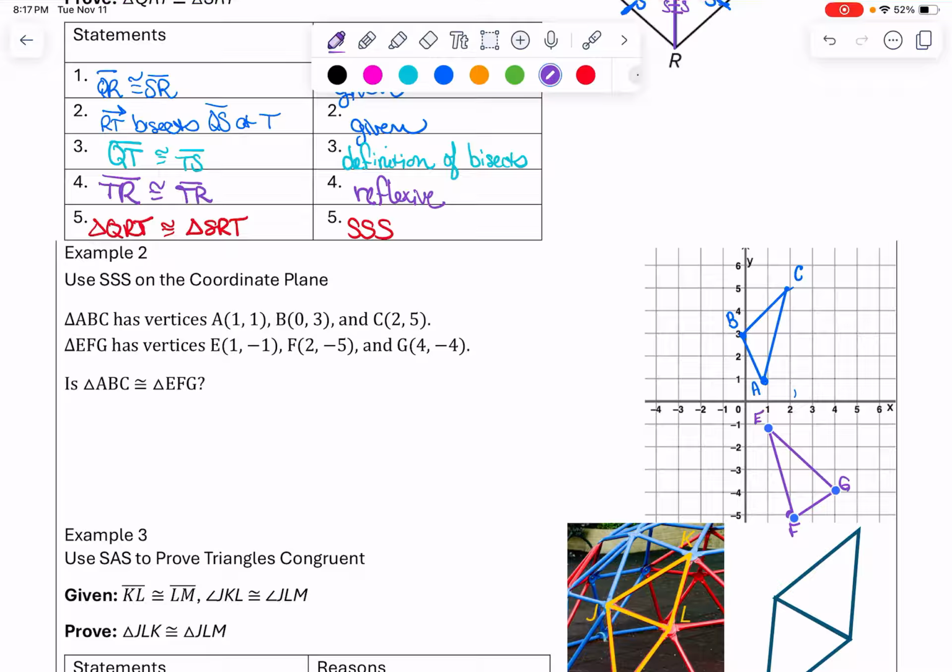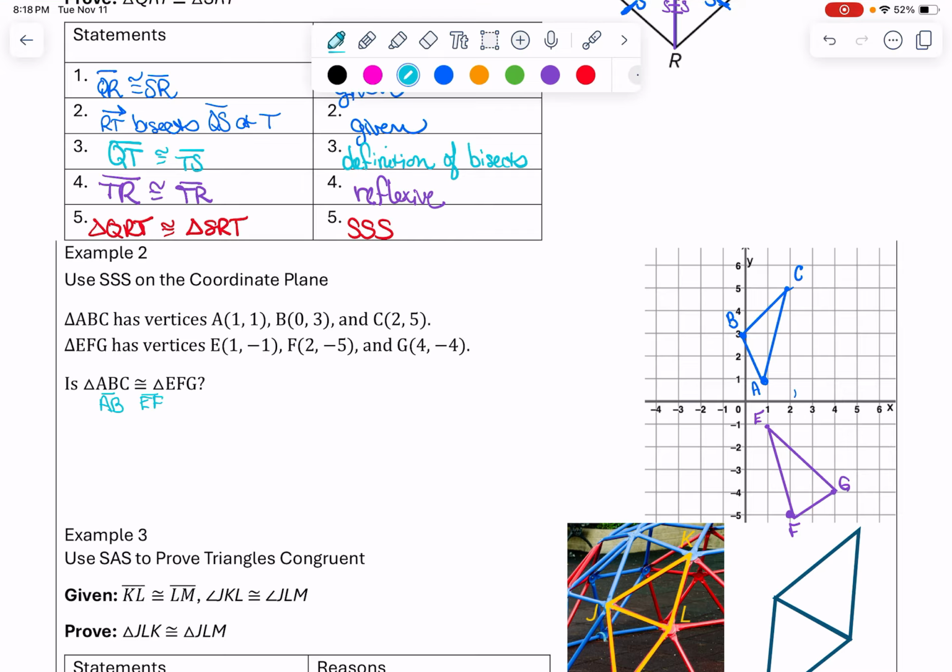Okay, so there's our three points of our triangle. Doesn't look like it's a simple translation. It could be some sort of a rotation or a reflection. But we're going to try to figure out whether triangle ABC is congruent to triangle EFG. So if ABC is congruent to EFG, segment AB would need to be congruent to segment EF based on the way it's been written. AB and EF do not even remotely look like they're the same length.